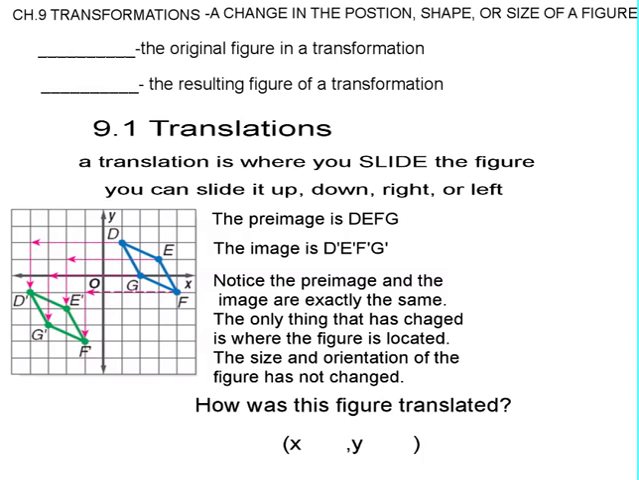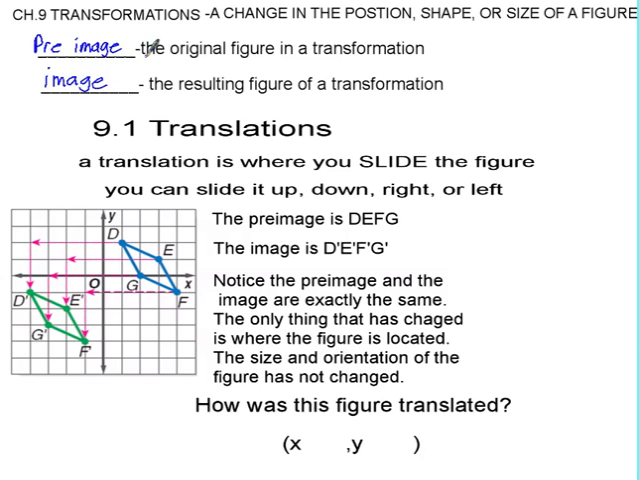All right, so this is chapter 9. We're going to do it all in one day. It's going to cover transformations. So, you know, a couple of vocab words first. First one is pre-image. That's the original figure in a transformation. Okay. The next one is image. That's after you do the transformation.